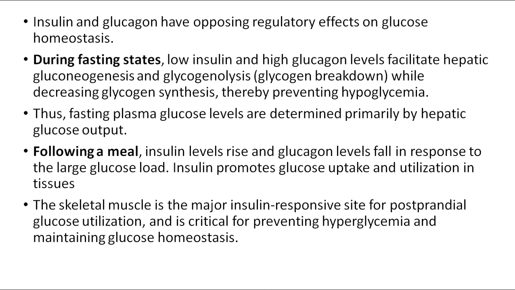So the liver starts the breakdown of glycogen to glucose to maintain the level of glucose in our body in the fasting state, while decreasing glycogen synthesis, thereby preventing hypoglycemia. So ultimately the role of the liver is to prevent hypoglycemia. It starts the breakdown of glycogen, and gluconeogenesis starts in the liver. Thus, fasting plasma glucose levels are determined primarily by the hepatic glucose output.